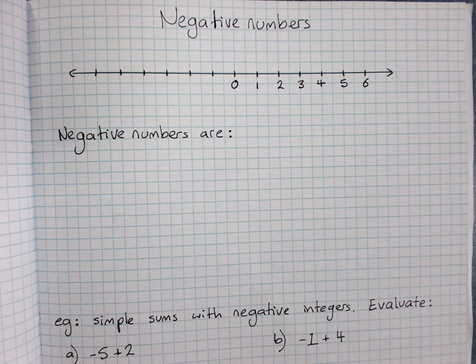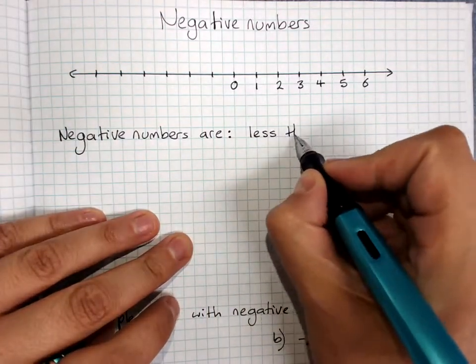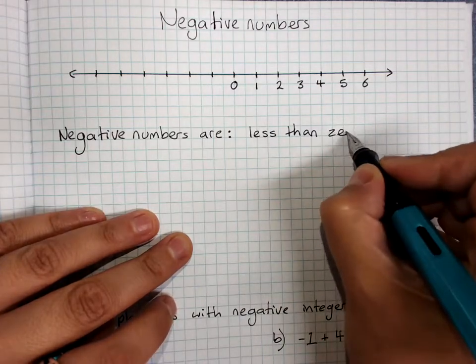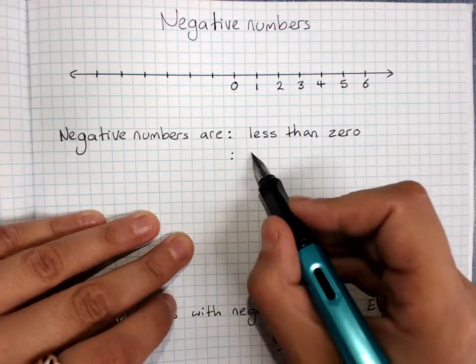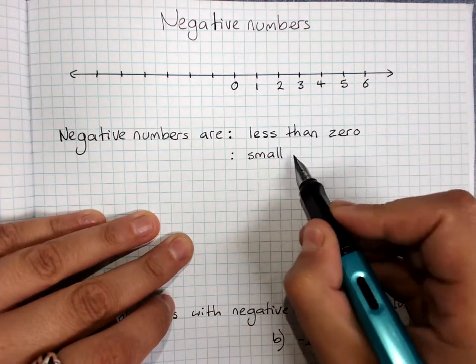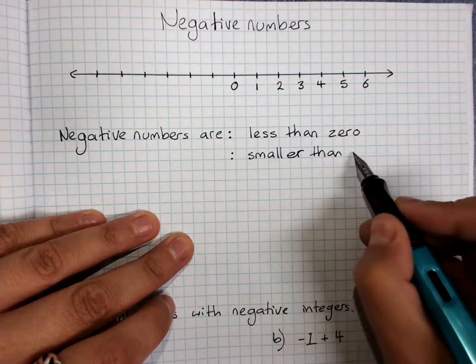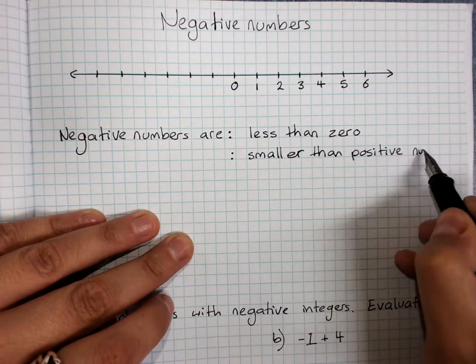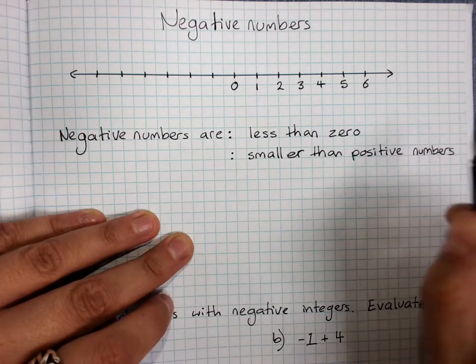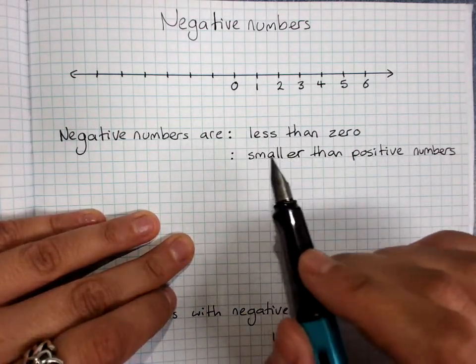Negative numbers. Negative numbers are less than 0, and they are smaller than positive numbers because of that. We can easily put them on a number line.